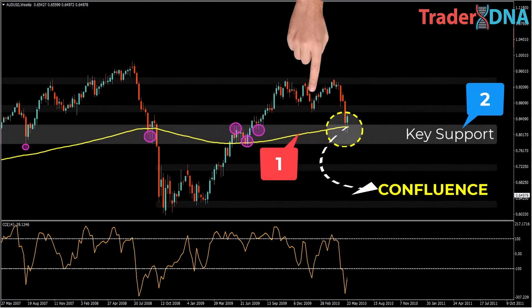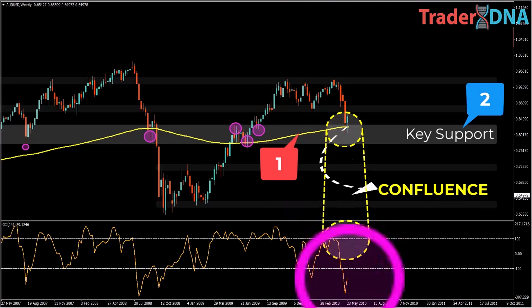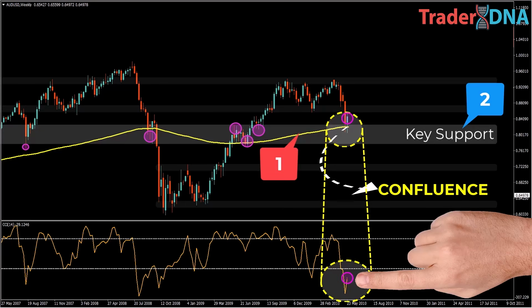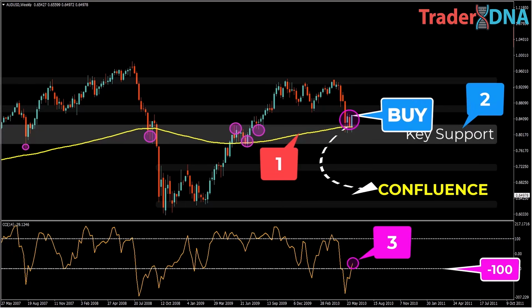Flip it the other way. Let's say price is bullish and you've spotted support. Suddenly the CCI dives under minus 100. Then, boom, it bounces back up above that minus 100 line. That's your buy signal. It's like the market whispering, the bounce is coming. Don't miss it. And this is why pro traders love the CCI.